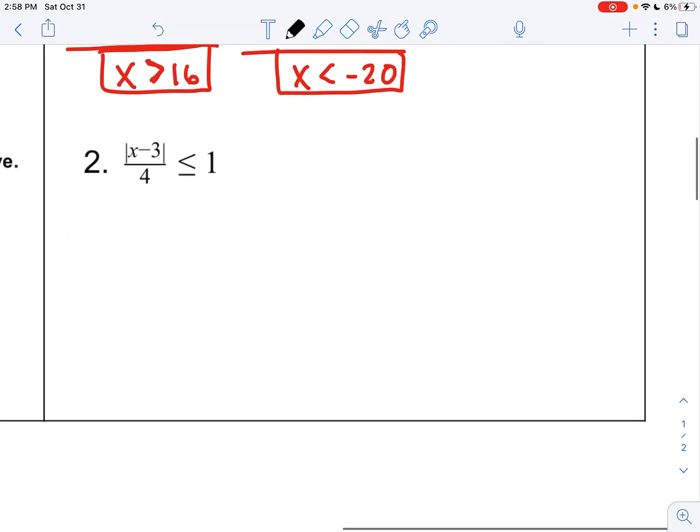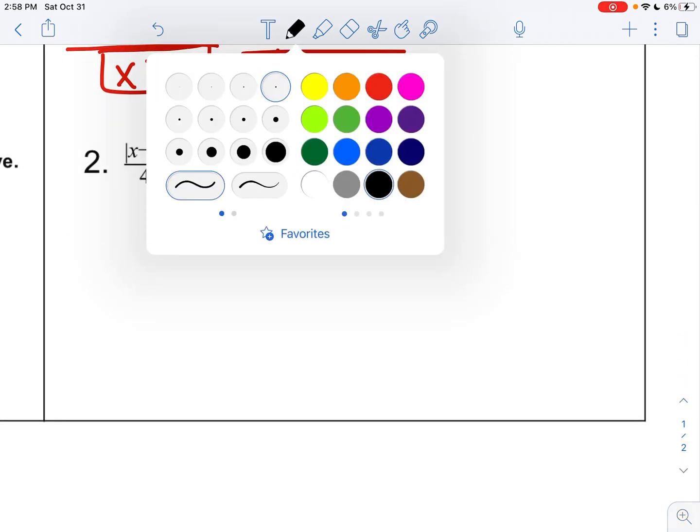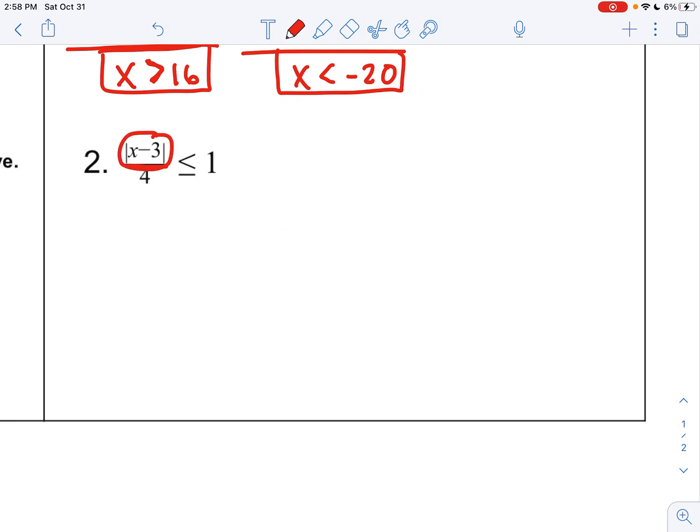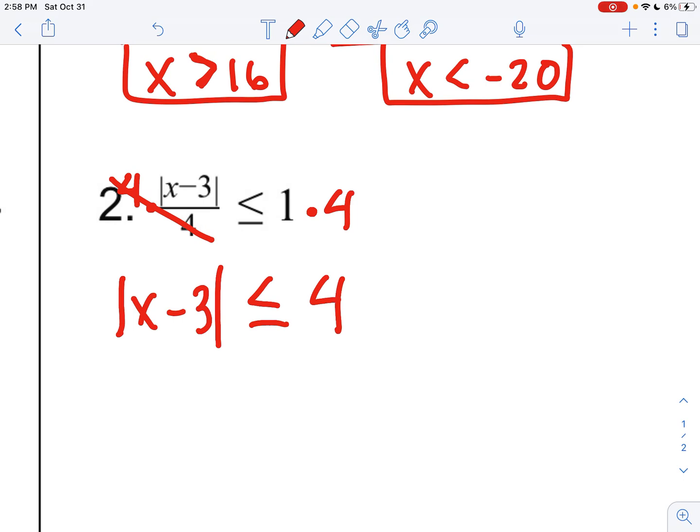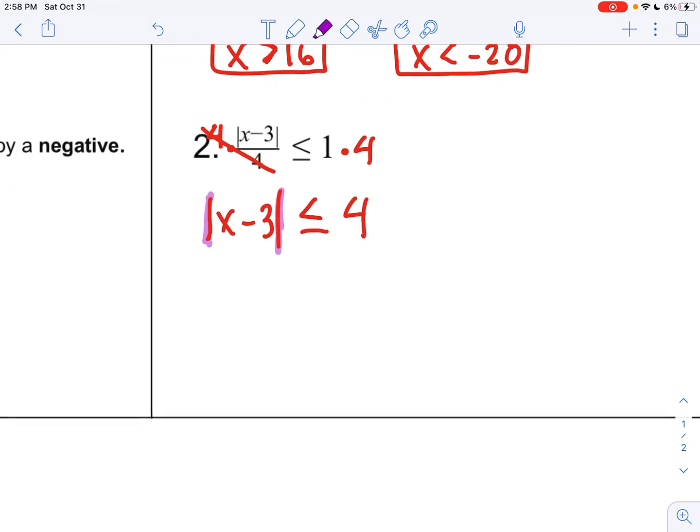All right, let's take a look at number 2. On number 2, do you see how this whole side is being divided by 4? We cannot touch the top until we get rid of that divided by 4. What's the opposite of divided by 4? Multiplying by 4. So we're going to multiply both sides by 4 so that we can get that absolute value alone here. So that cancels out, and we have absolute value of x minus 3 is less than or equal to 1 times 4, which is 4. Do you see how the absolute value is alone?